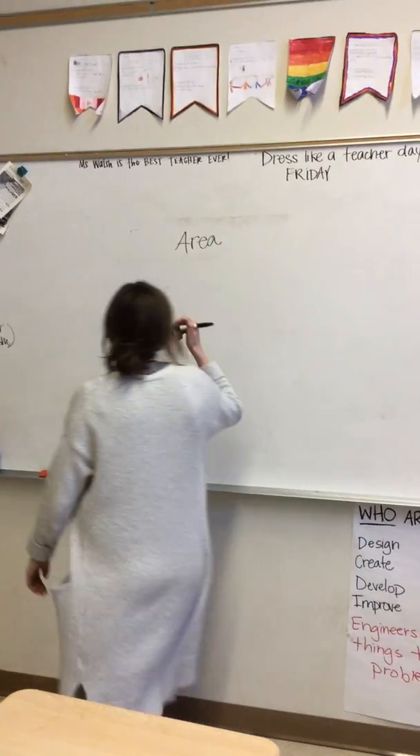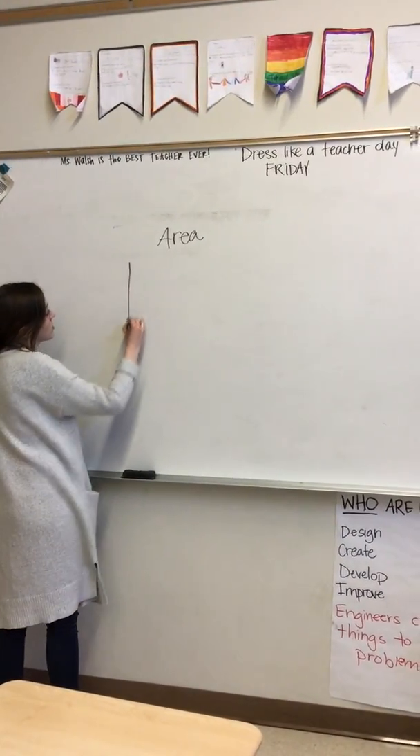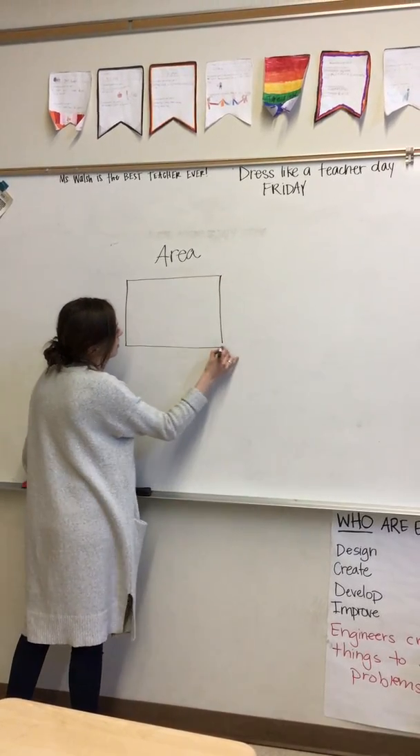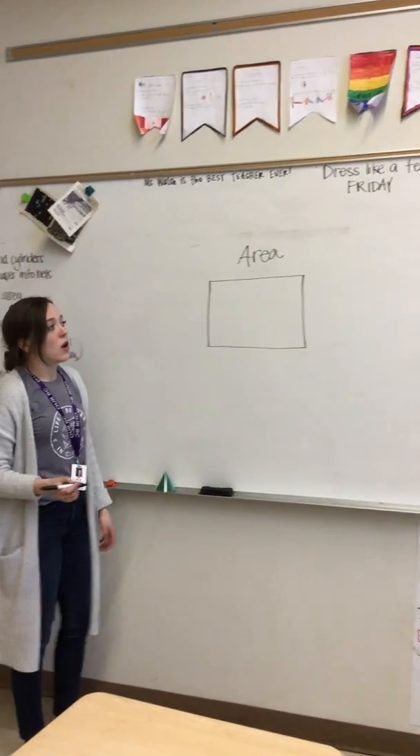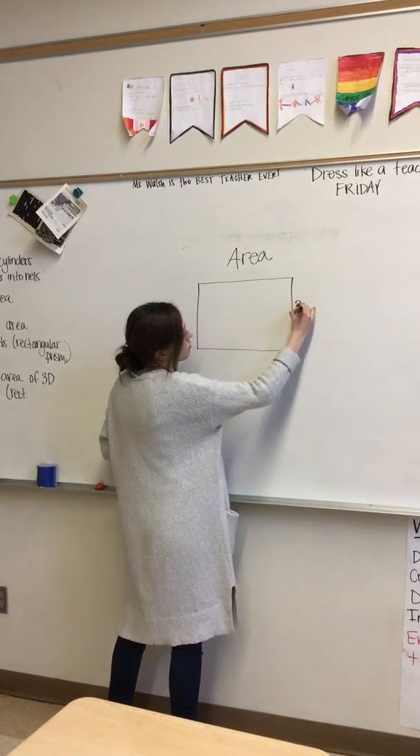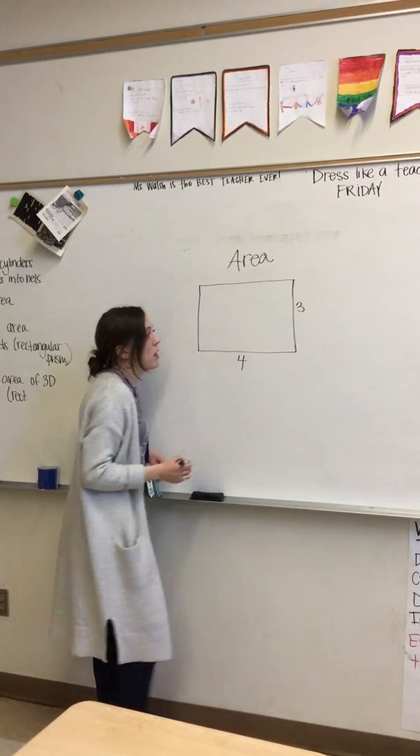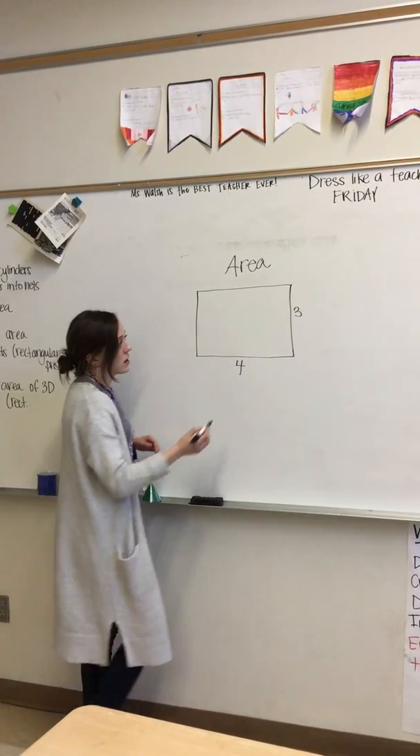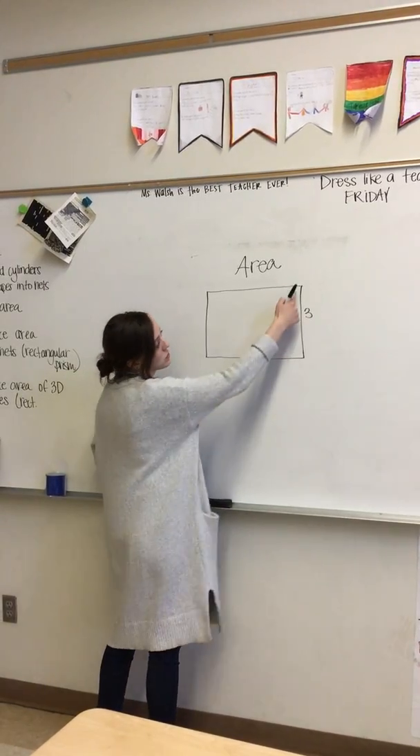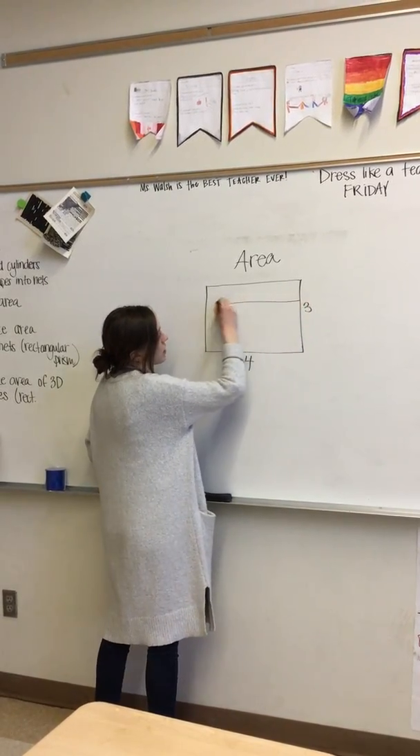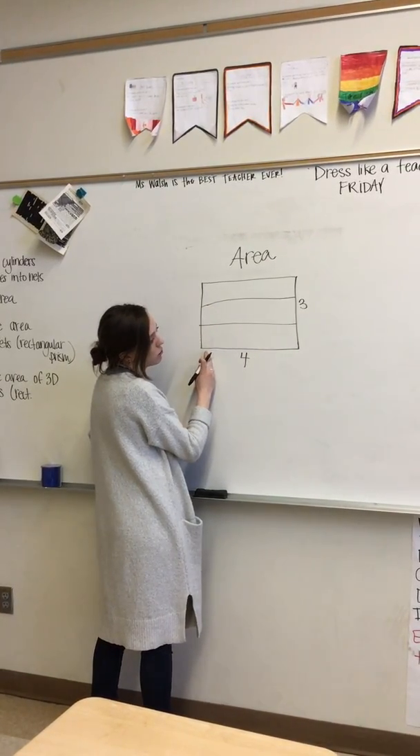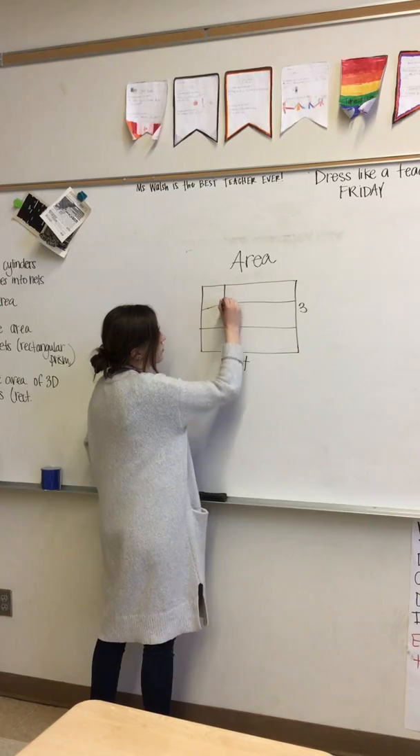All right, so we're trying to find area. Area is the amount of units that fit inside a 2D shape. So if I had a rectangle with a side of 3 and another side of 4, one way that you can do this is break apart how many units long the rectangle is. So it's 3 this way, so I'm going to break it into 3 this way. And it's 4 with the width, so I'm going to break it apart into 4 here.